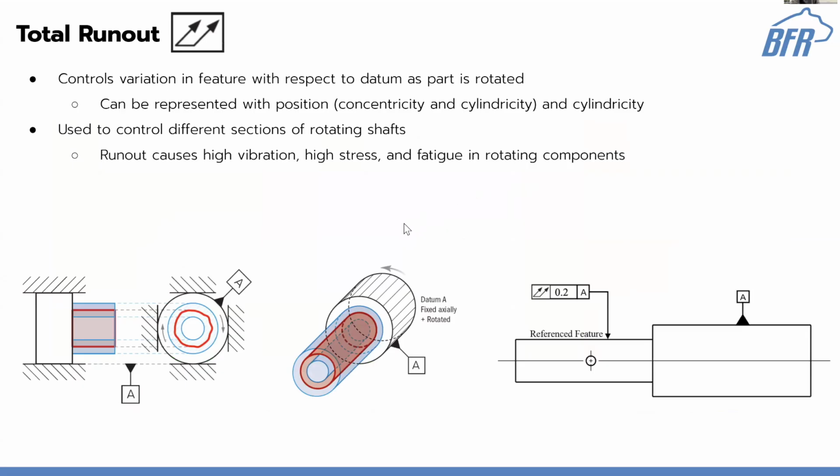Total runout, I mentioned this a little earlier. It basically controls the form across the length of a surface. If I have a long cylinder, it references the center line of said shaft, and makes sure that at no point it's straying super far away from the axis. If you have a bend in your shaft, it's not going to run as well, if you think of any motor or transmission components.